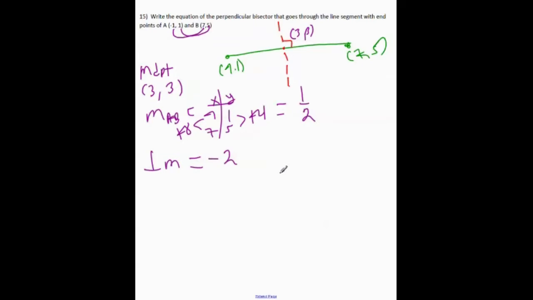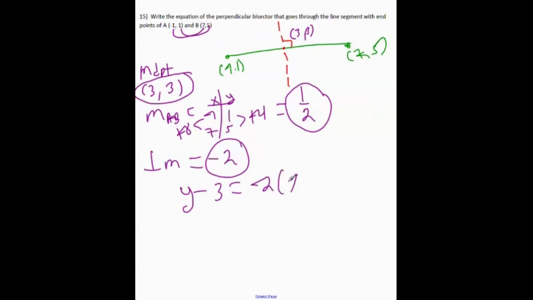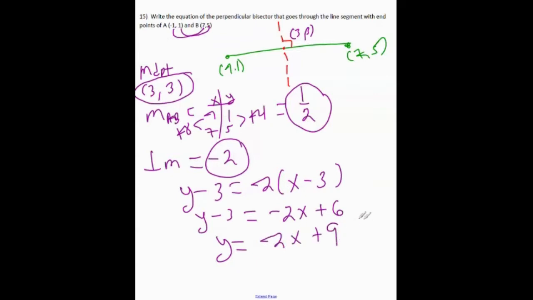Now I'm going to use y minus y1 and go ahead and use this slope and this point right here to go ahead and knock out the problem. So I have y minus 3 is equal to negative 2 times x minus 3. So I have y minus 3 again. I'm going to distribute the negative 2, so that's negative 2x plus 6. And then I'm going to add 3 to that, so I get y is equal to negative 2x plus 9. That is the equation of my perpendicular bisector.